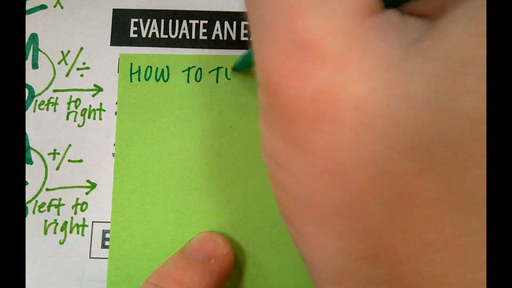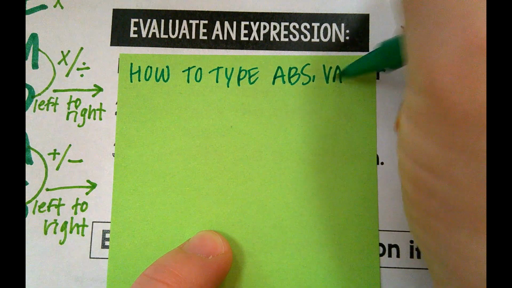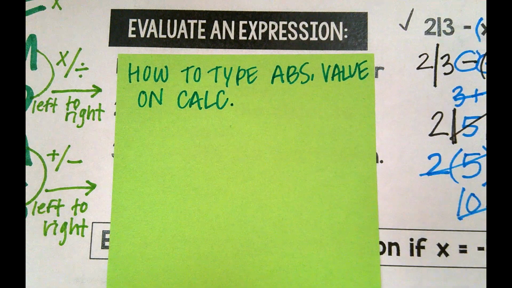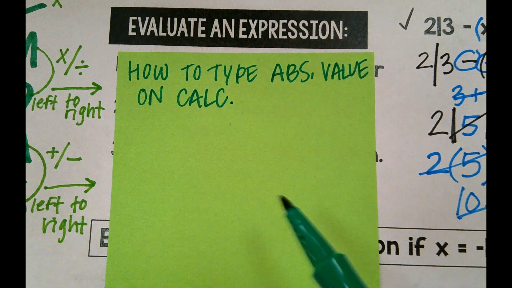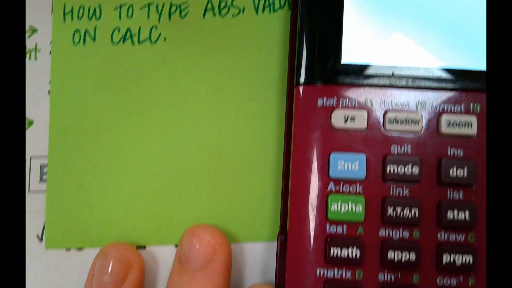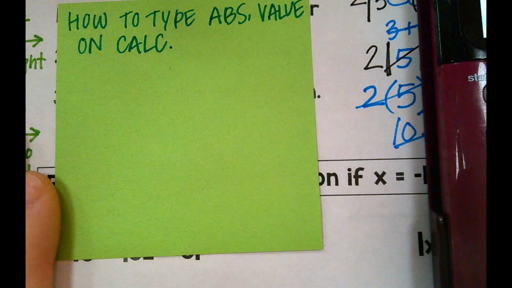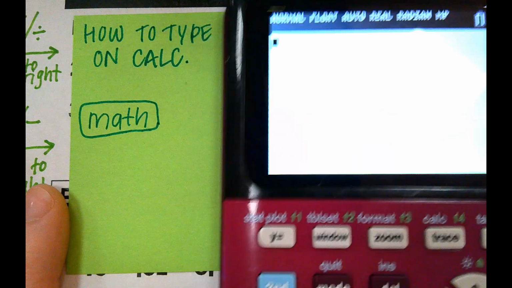Okay, so real quick, I'm going to show you how to type absolute value on your calculator, in case you're ever in a bind and want to make sure you have the answer correct. All you do is start by finding the button that says Math under Alpha. So I'm going to write that first. Math. I'm going to click that.